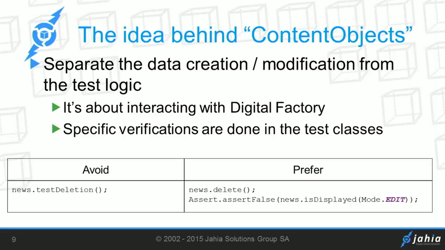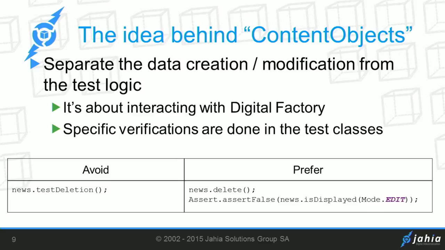As I said, we want to separate the test logic. So we won't have a method called test deletion for our news. In our test we just use news.delete and then do the assertion to verify if the content is displayed or not. So all the specific test steps and verifications will be developed in my test class. In my model, I will only develop common methods for any kind of content.